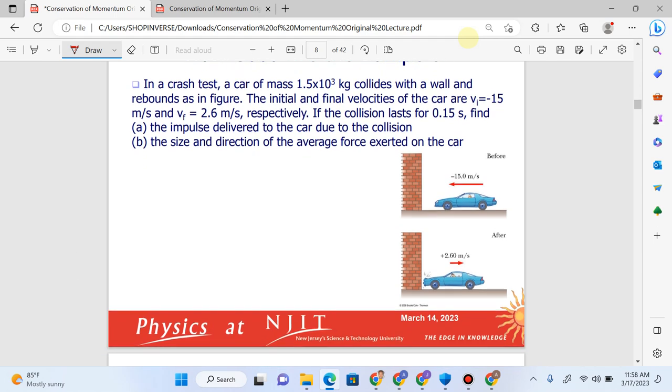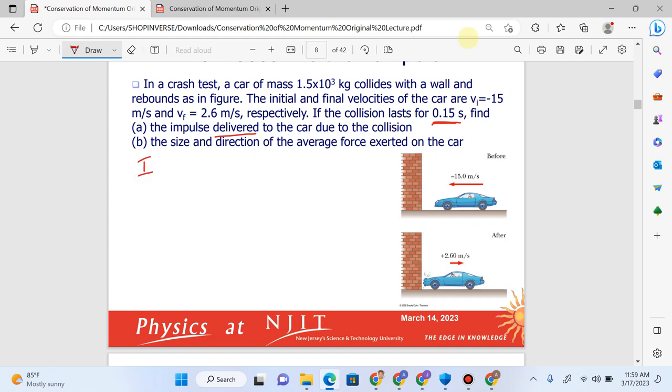Question number 1. In a crash test, a car of mass 1.5 times 10 to the power 3 kilogram collides with a wall and rebounds, as in this figure here. The initial and final velocities of the car are V1, which is minus 15 meters per second, and V final, which is 2.6 meters per second, respectively. If the collision lasts for 0.15 seconds, find the impulse delivered to the car due to collision.